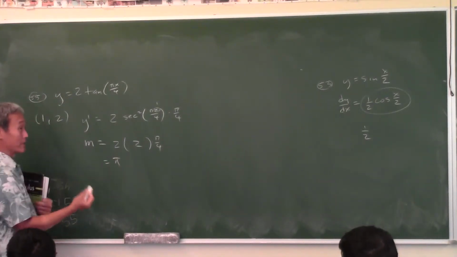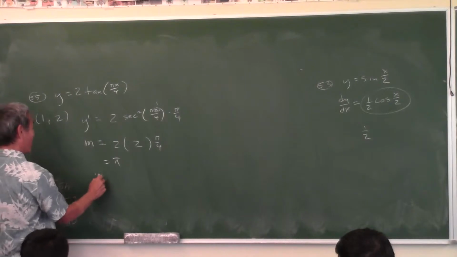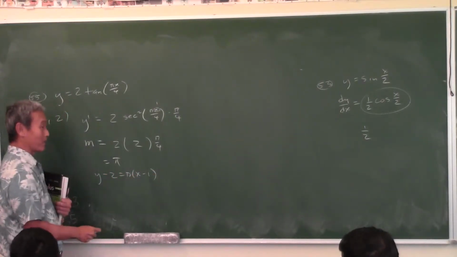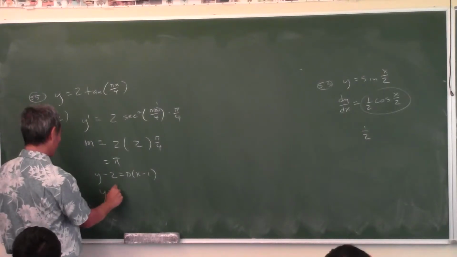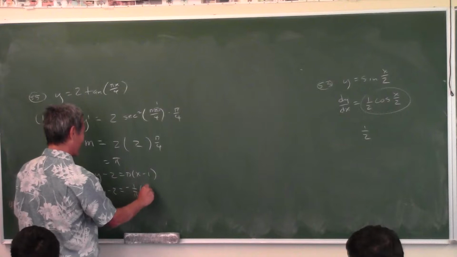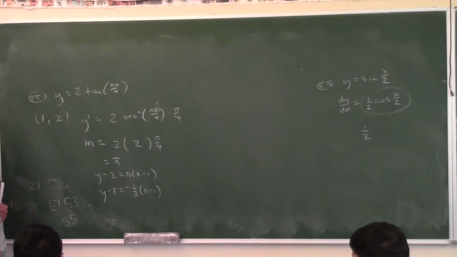So, how do you write the equation of the tangent line? y minus 2 equals pi times x minus 1. How do you write the equation of the normal line? y minus 2 equals negative, reciprocate that, negative 1 over pi times x minus 1. Oh, easy. Yeah, it is.